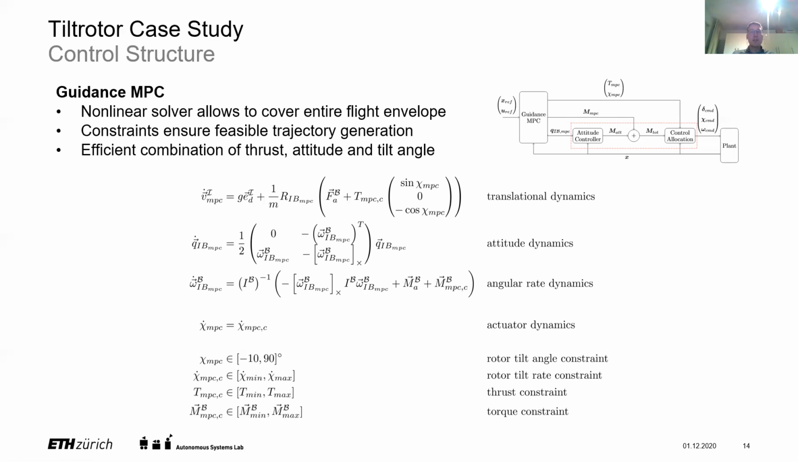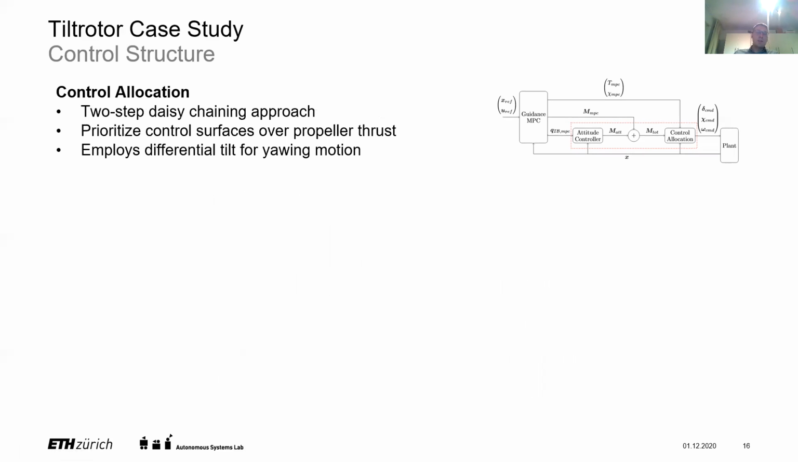The commands from the MPC, so the thrust, tilt angle, and control torques, as well as correction torques from the attitude controller, are then fed into the control allocation. The job of the control allocation is to compute the individual actuator commands, as I mentioned before. This is specifically the control surface deflections, the tilt angles, and the rotor speeds. The way this is done here is in a so-called daisy chaining approach. The idea behind daisy chaining is to allocate as much control authority as possible to the efficient actuators before moving on to the less efficient ones.